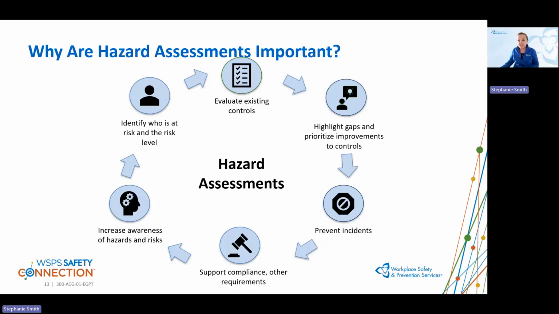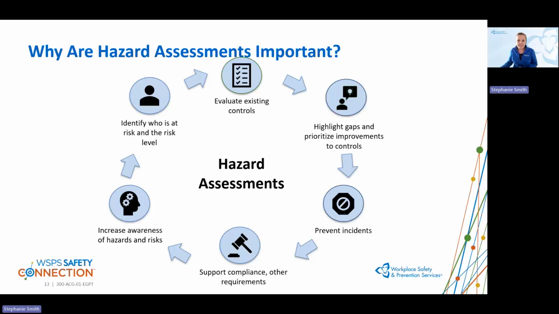We can evaluate the existing controls. And I'm going to show you that later on when we start to evaluate and actually risk assess, we take into account the current controls and the effectiveness of that control in eliminating or controlling the hazard. It can highlight gaps in your system as well, where maybe a control isn't effectively working, or we don't have a control in place for that hazard, which helps navigate where to prioritize your actions moving forward.